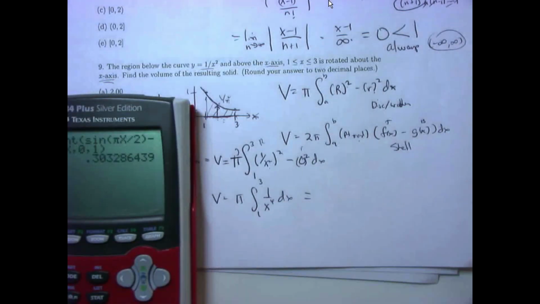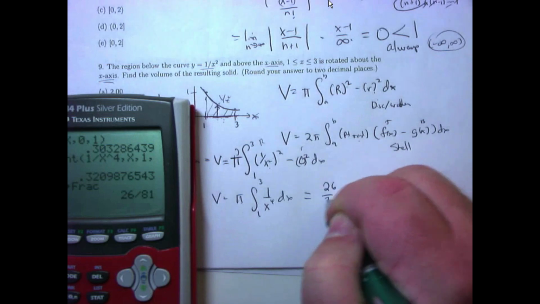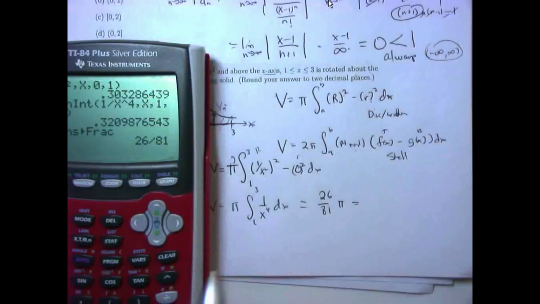Well, I'll use the calculator on this one. I could do this by hand, but let's use the calculator. Math number 9 of 1 divided by x to the 4th, comma x, comma 1, comma 3. And I did that. Is that a nice fraction? It is. It is 26 over 81 pi. Oh, but they wanted a decimal answer. Well, that's just life. So, okay, I'll just take the answer and multiply times pi.